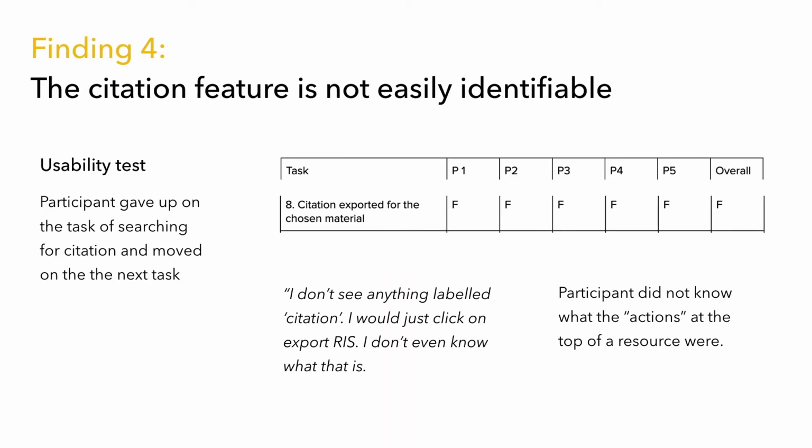None of our participants were able to cite a book. Most participants expected a citation option to be present in the search results page. Participants would often scan through the record detail page and still fail to find a citation button. The action buttons at the top of the page made little sense to the participants.